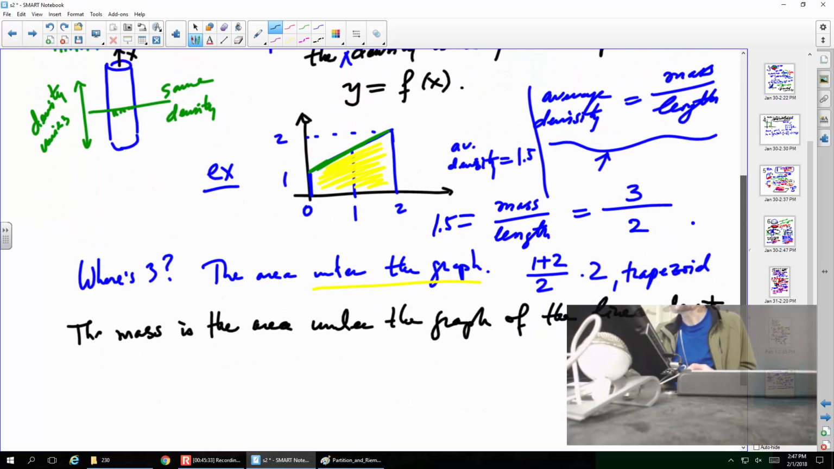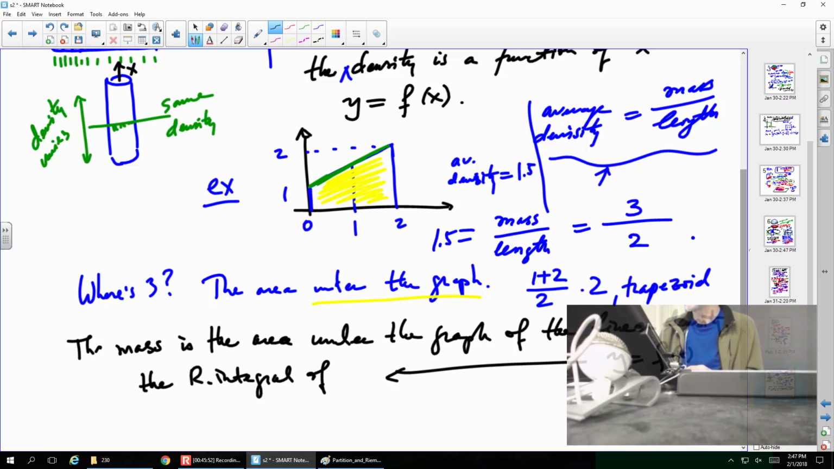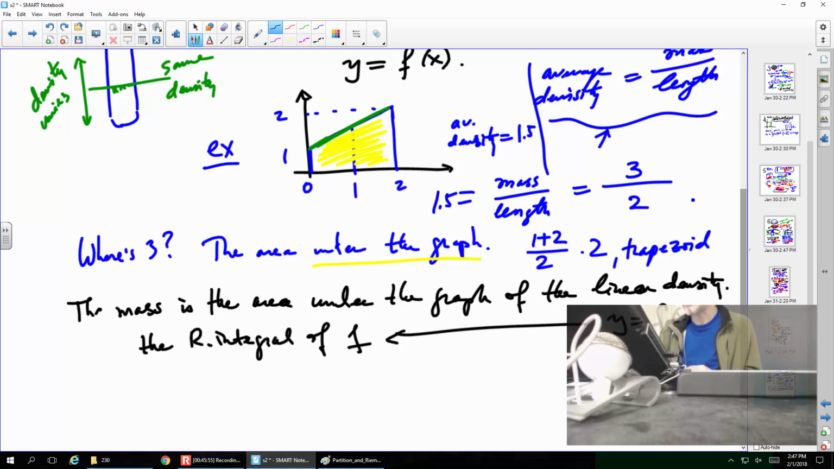Which makes it what? So linear density is y equals f of x, which makes the mass the area under the graph, the integral. So the Riemann integral of f. You can actually write it out as mass equal to the integral from a to b of f(x) dx. Okay. So that certainly is a starting point. If you have the density, then you integrate it and you get the mass.